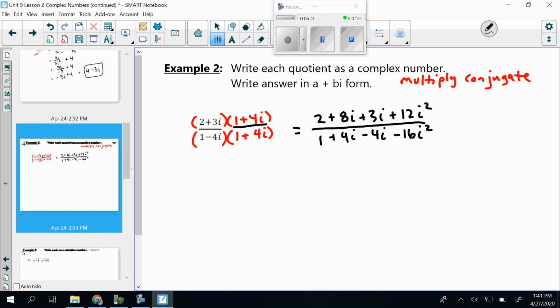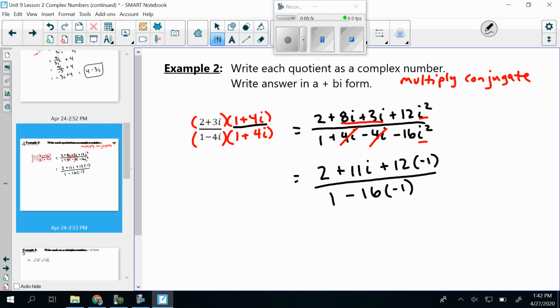With the bottom, anytime we multiply a conjugate, as I told you last time, those middle terms are always going to cancel out. And so the imaginary part of the denominator is going to be gone there. So let's do some more simplifying now. On top, we do have some like terms, so let's put those together. So we got 2 plus 11i plus 12i squared, and remember we have i squared here and here. Instead of writing i squared, we know that's equal to -1, so let's multiply that by -1. Let's do the same thing on the bottom here.